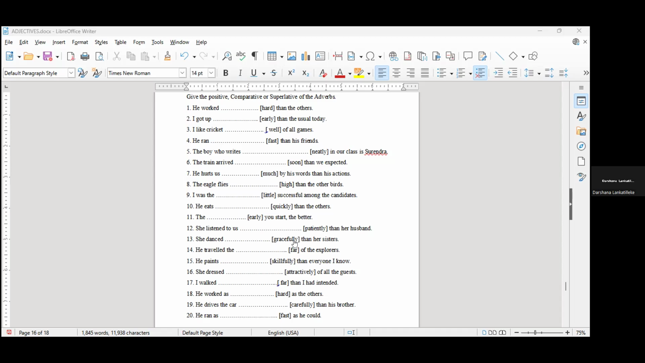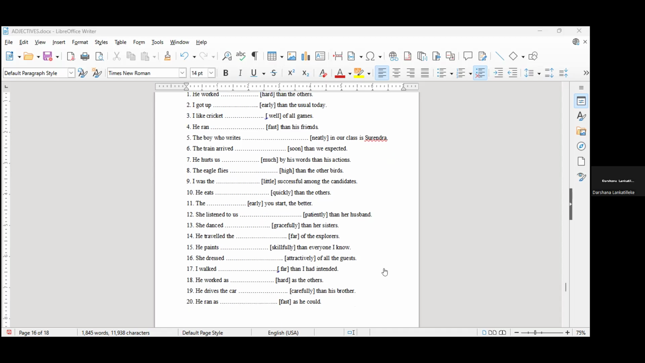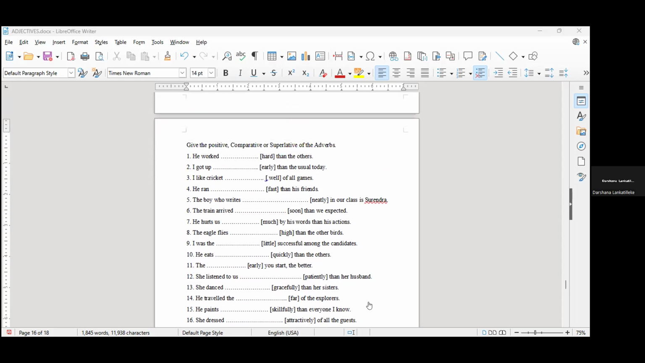Number 18: he worked as hard as the others. So you have to use the positive form, as hard as. Next one: he drives the car more carefully than his brother. Then the last one: he ran as fast as he could. So you have sent correct answers.